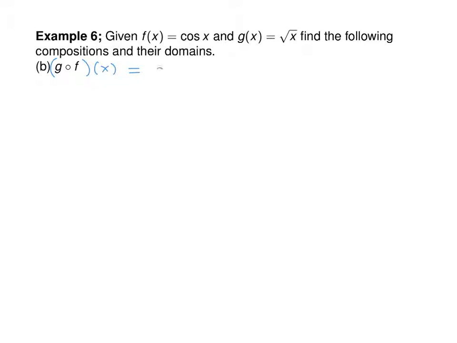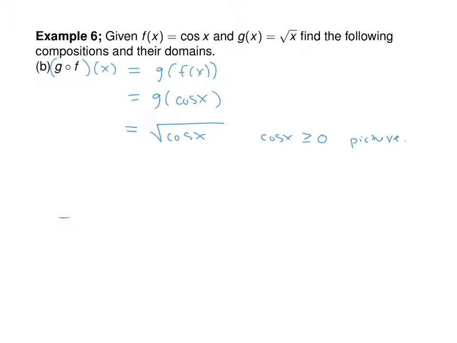G of f of x. Okay, g of cosine x. So that's root cosine x. The domain for this one's going to be significantly more tricky, right? You've got to figure out where cosine x is bigger than or equal to 0. I suggest a picture. Look at cosine's picture and see where it's positive and give me some intervals to show me that you get the pattern. Okay, so cosine of x, let's just graph it on negative 2 pi to 2 pi.